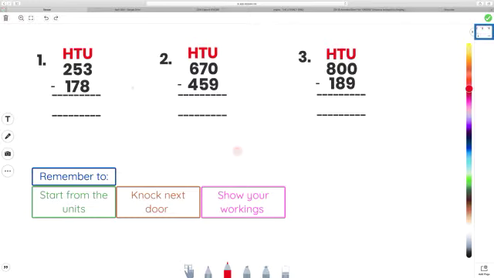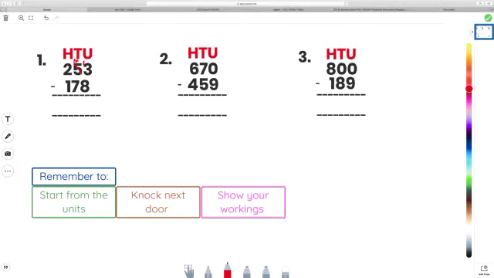So number one, we're going to look at the question 253 minus 178. Now straight away, if you start from the units, 3 take away 8, show 3 fingers. Can you take away 8 from 3? No, I can't. Therefore, I need to knock next door. So if I go to the tens column and I say, excuse me, Mr. 50, can I borrow 10? Yep, sure. He borrows 10, so 3 now becomes 13, but 50, I've taken 10 away, so I've got 40 left.